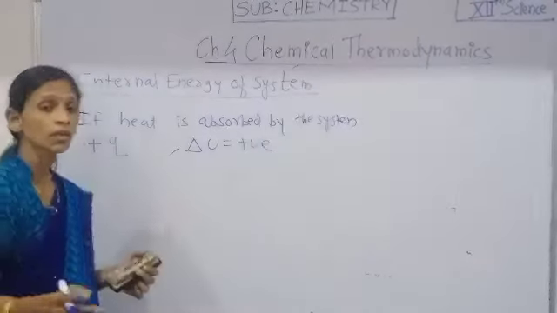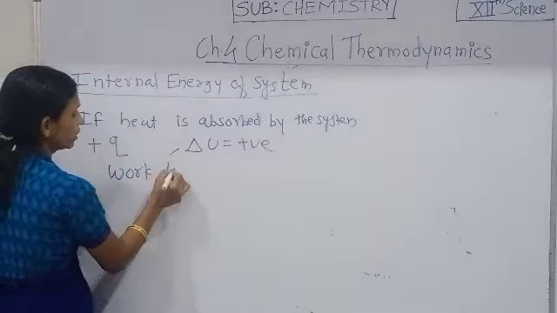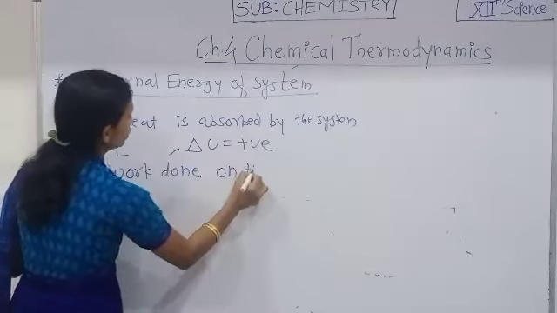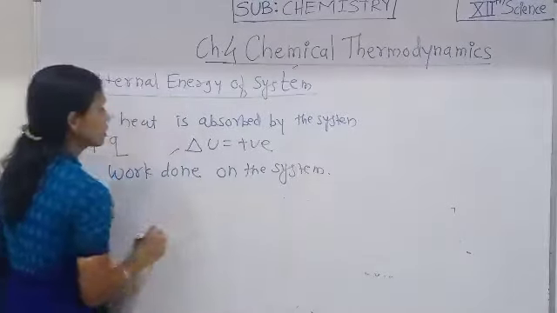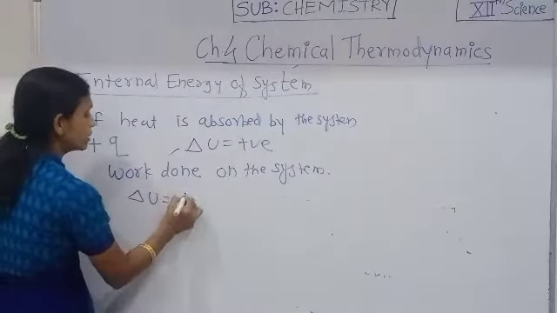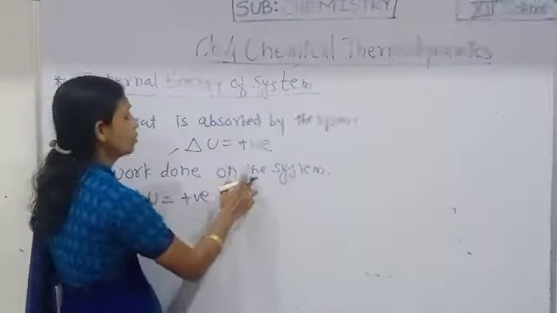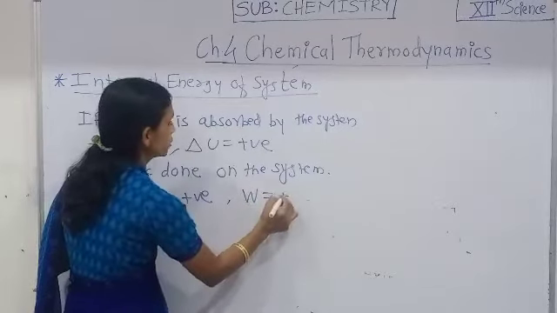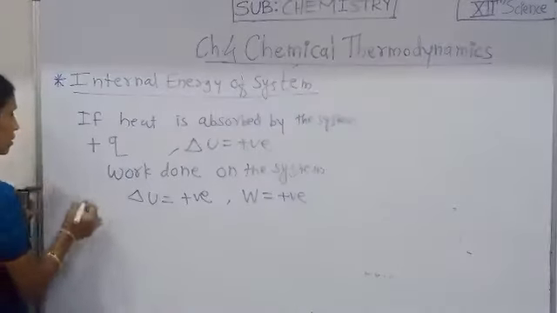Here work done takes place on the system, and here delta U is positive, and here when work done takes place on the system, then work done is also positive.